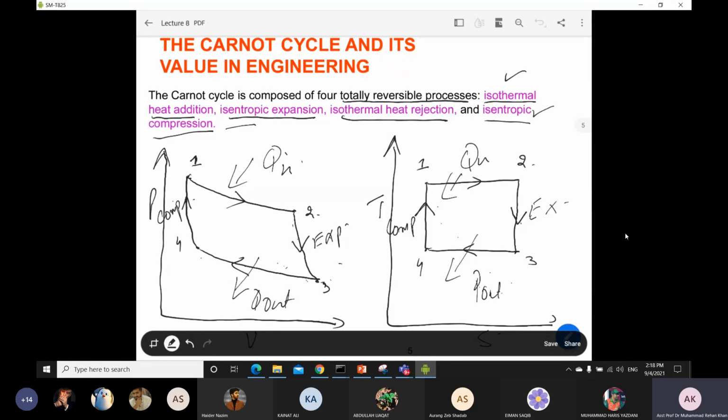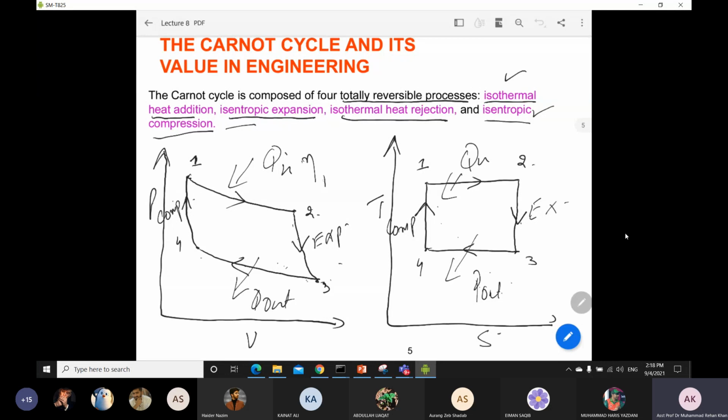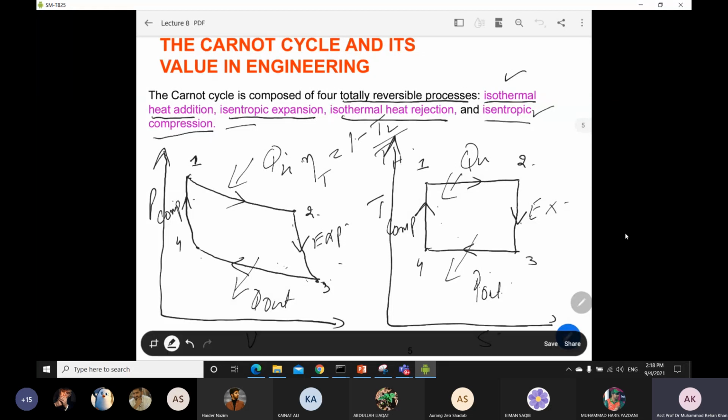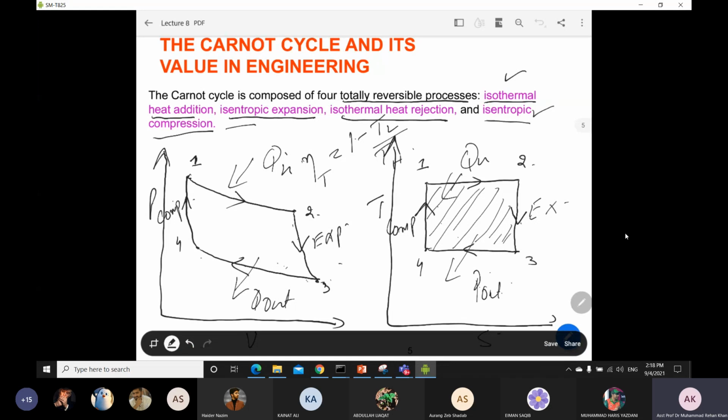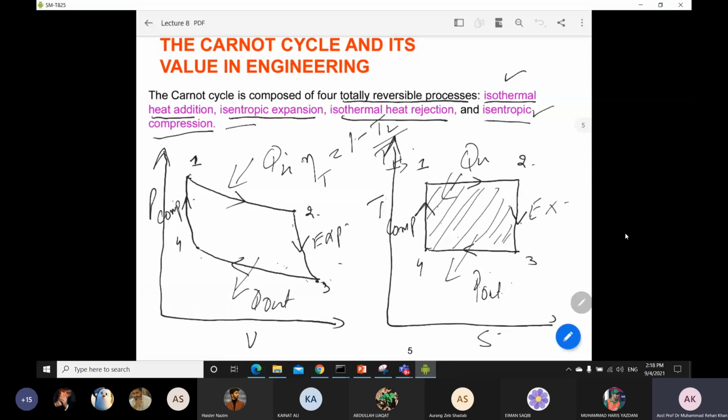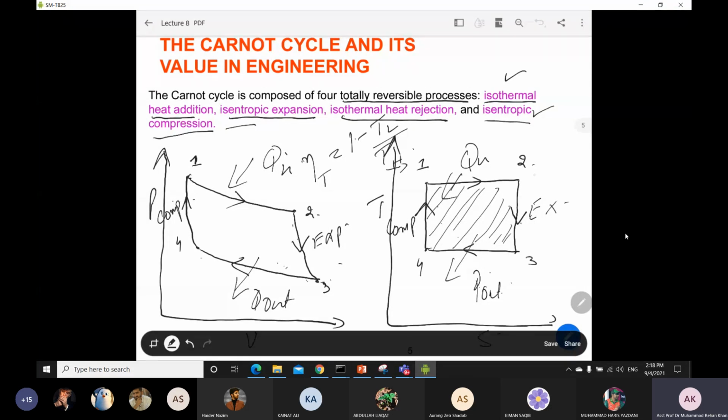Another important thing is the efficiency of your Carnot cycle. We already know that it is 1 minus lowest temperature over highest temperature. In order to increase the efficiency, we have to increase the area under the curve to get more work output. To get the maximum efficiency, either we take this temperature higher for your Q in, so if we move points 1 and 2 above, we can increase the area, or we can decrease the temperature where the heat is rejected.